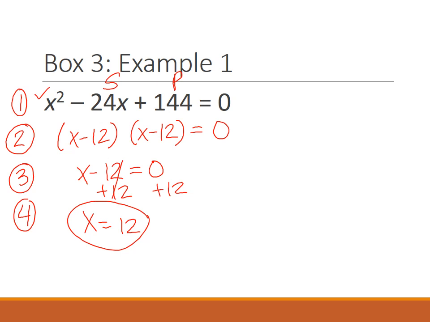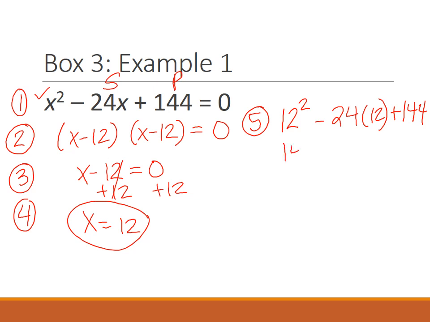And if I'm not sure of myself, then I would take this answer that I got and I would plug it back into the original. So I'm like, I don't know if I did that right. So I'm going to take my answer and plug it in. 12 squared minus 24 times 12 plus 144. If I'm right, then I should get 0. If I'm wrong, then I get something else. So I have 144 minus 288 plus 144. That gives me negative 144 plus 144, and that equals 0. Oh my gosh, we're so smart, we did it.